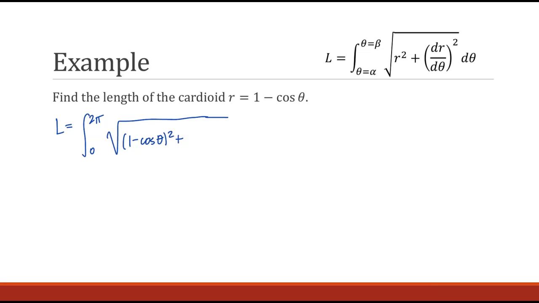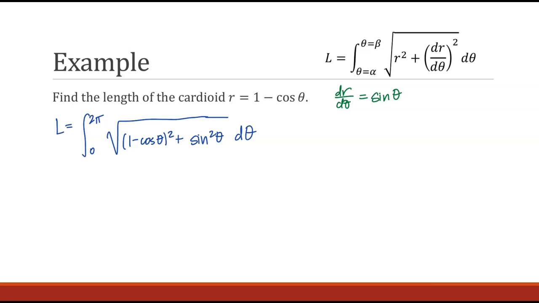So let's take that derivative over here. Dr d theta, well, the derivative of cosine is negative sine. There's already a negative there, so just sine theta. So inside here, we're going to have sine squared theta d theta.